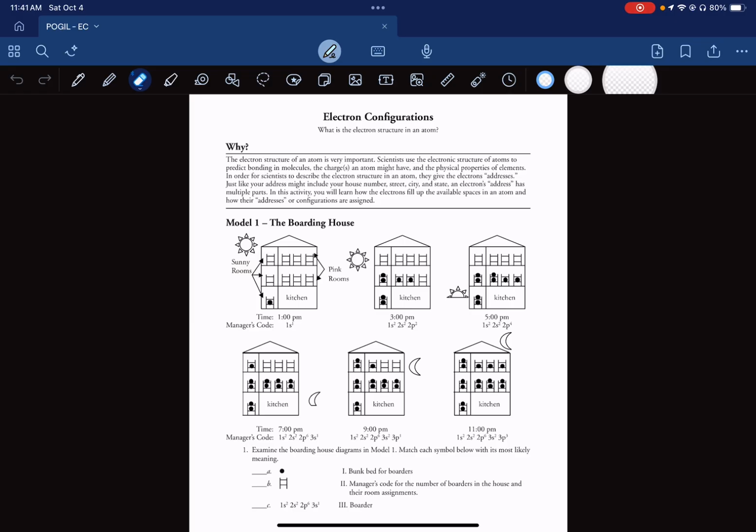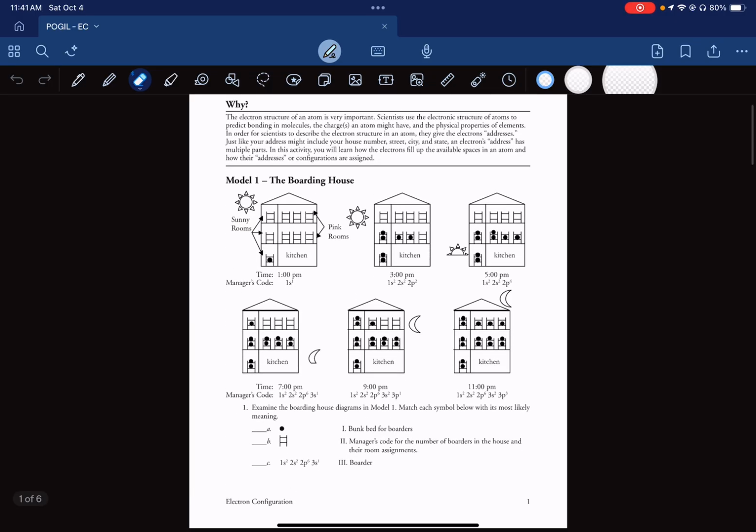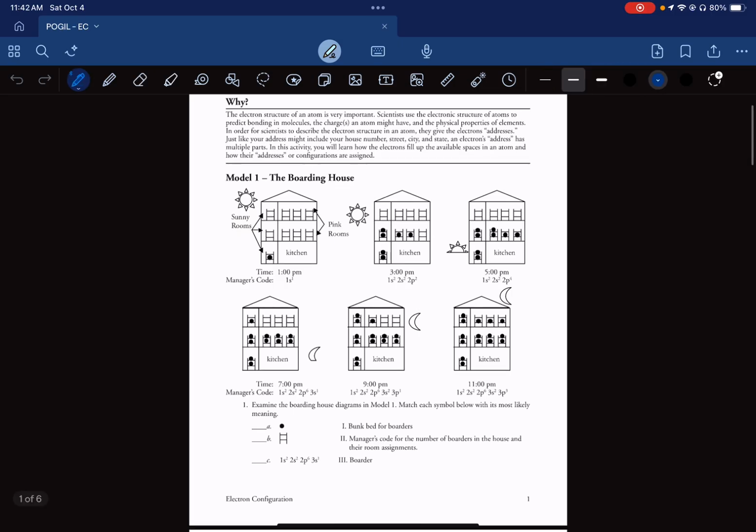All right. So this first part says examine the boarding house diagrams in Model 1 and match each symbol below with its most likely meaning. What we're looking at here is several different boarding houses. A boarding house is a place where you can go and rent a bed, for example. We have different rooms in these boarding houses. It looks like they have little bunk beds. Some of the rooms have one bunk bed, some of them have three bunk beds. We have different floors. We have one side of the building that has sunny rooms, and another side with pink rooms.